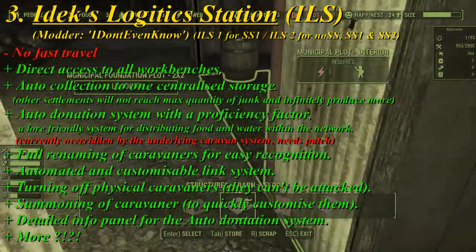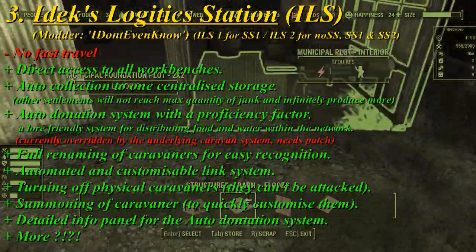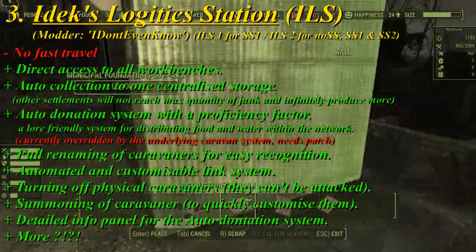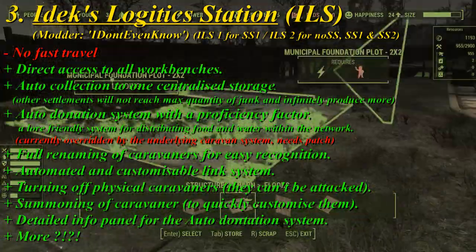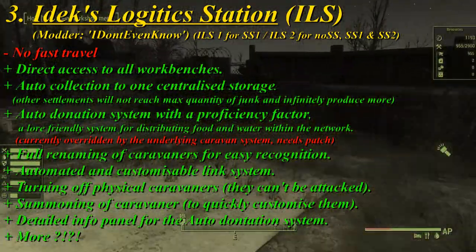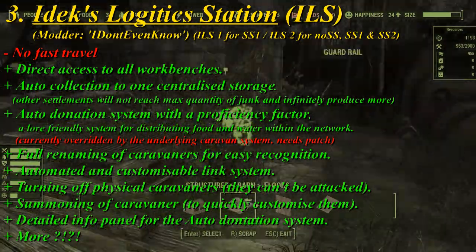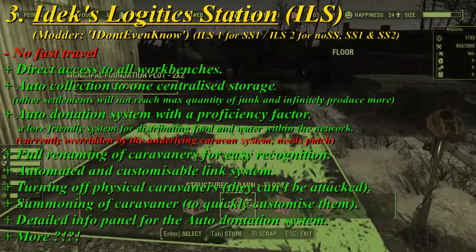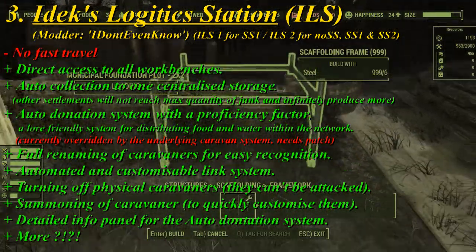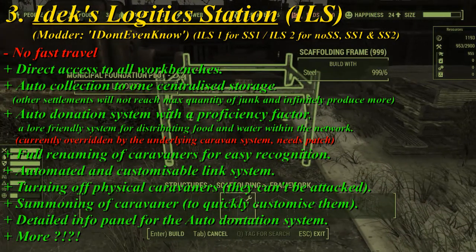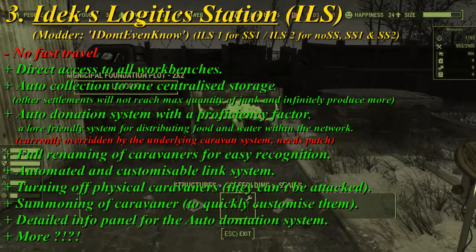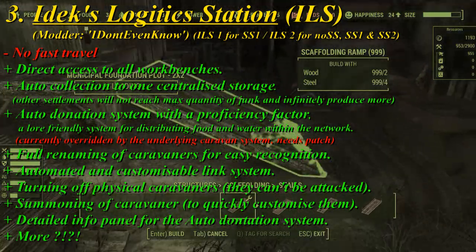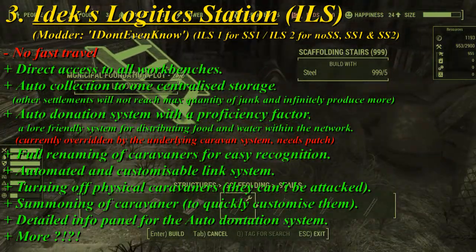Auto donation is the system where food and water is transferred across the network from settlements that have a surplus to settlements that have a deficit. This system, however, is currently apparently a little bugged, because ILS does not seem to actually control this auto-donation system. The municipal plot underneath ILS seems to be doing that all by itself, and ILS is currently not overriding that system.